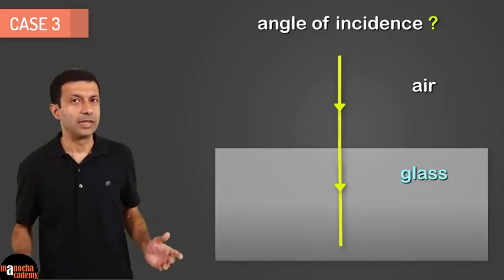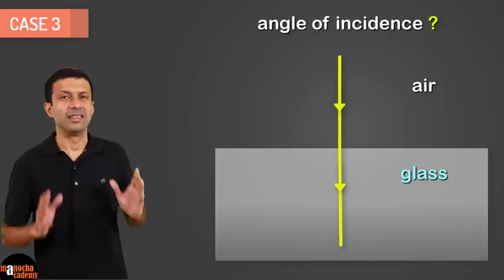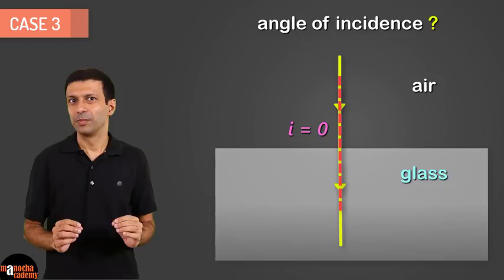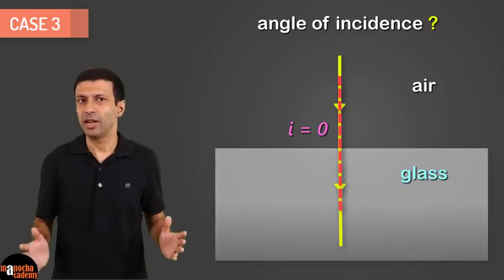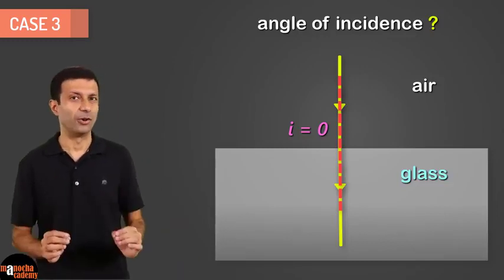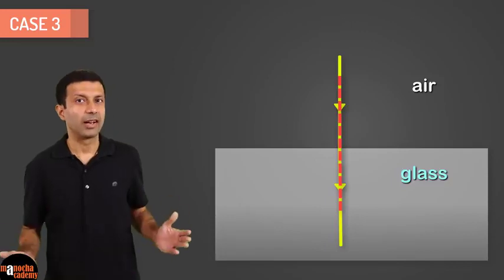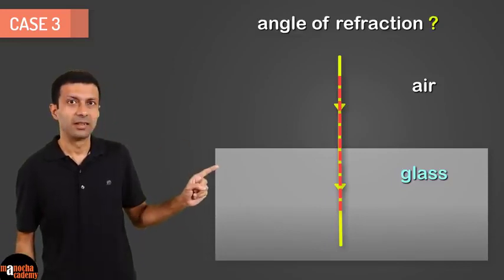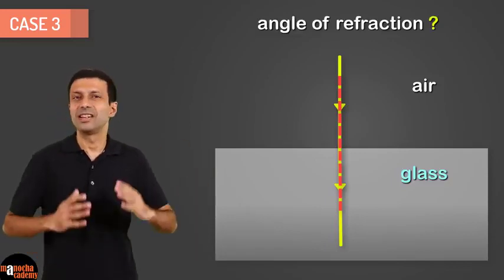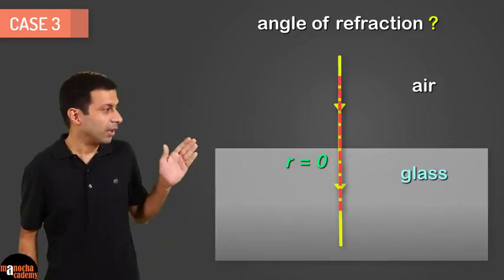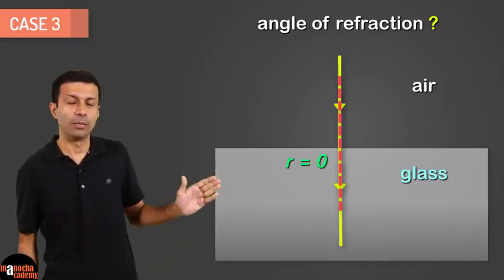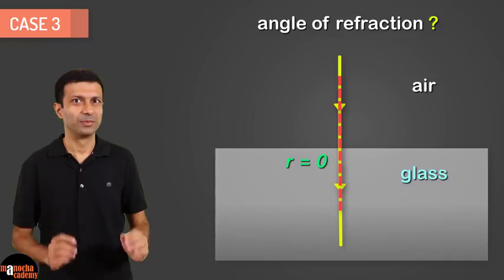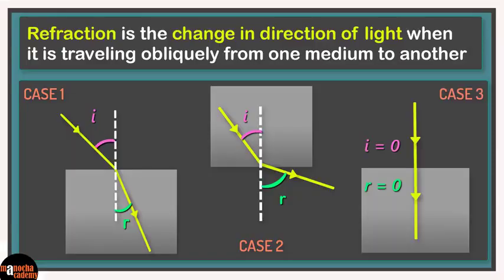What is the angle of incidence here? That's right, it's 0. The angle between the incident ray and the normal is 0. What is the angle of refraction in this case? Correct, it's 0. The angle between the refracted ray and the normal here is 0. Let's place this special case of normal incidence on our concept board.